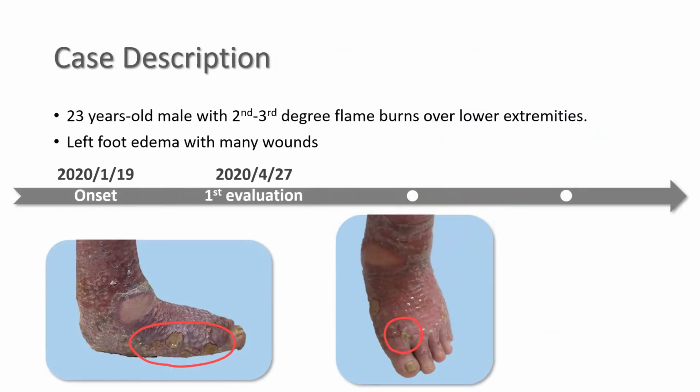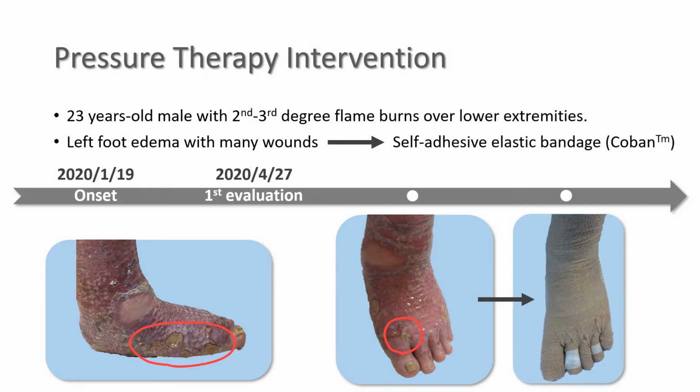We present the case of a 23-year-old male who sustained second to third degree flame burns over lower extremities on January 19, 2020. During initial evaluation at our rehabilitation center on April 27th, the patient presented with edema of the left foot, as well as many wounds. Because of the presence of wounds signaling unstable scars, use of pressure garments was contraindicated. Instead, a self-adhesive elastic bandage-like band was used to control edema and scar growth.